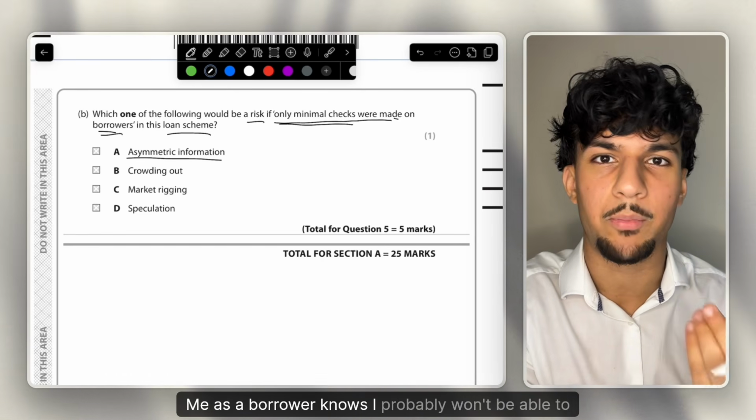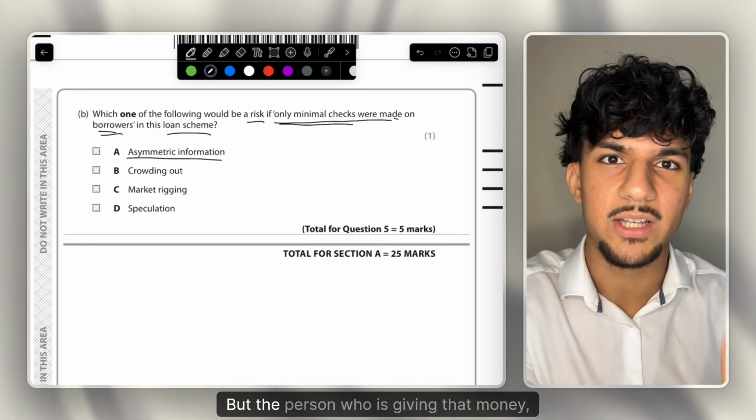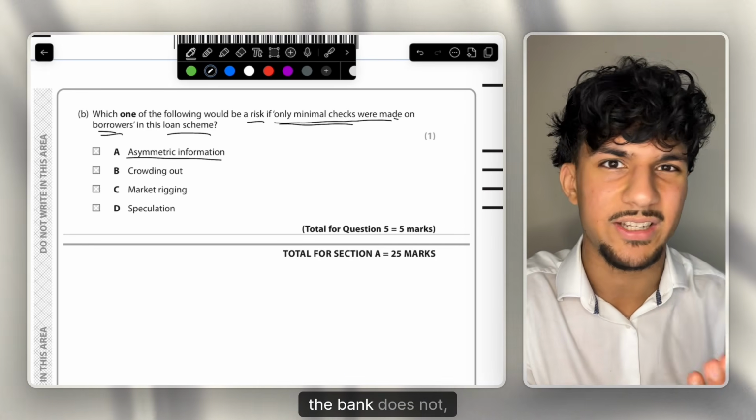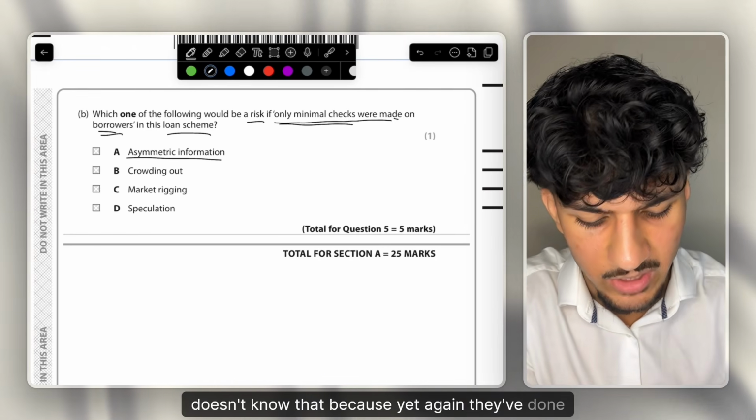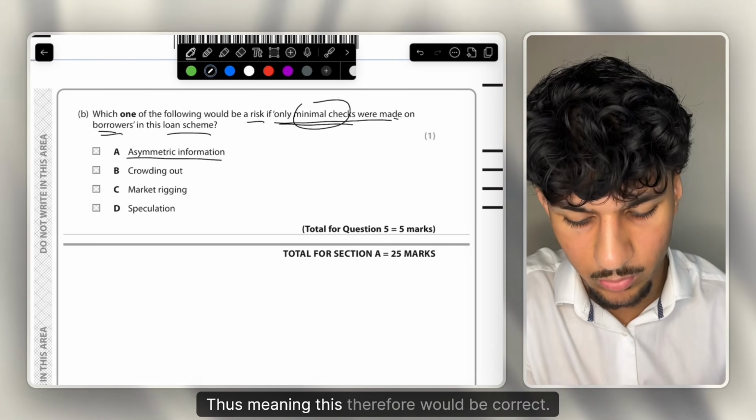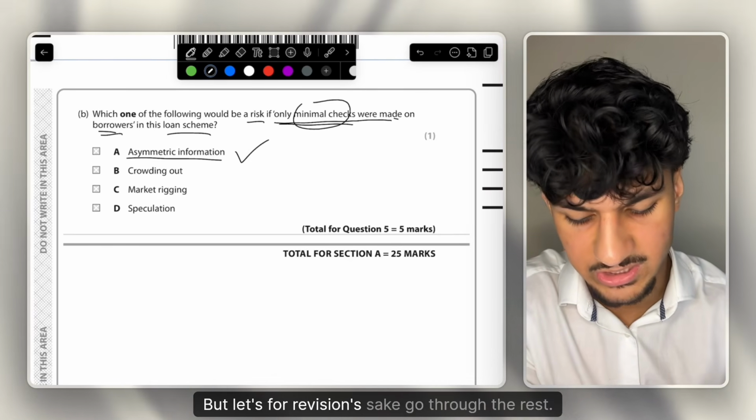Me as a borrower knows I probably won't be able to pay that back, but the person who is giving that money, the bank, doesn't know that, because yet again they've done minimal checks. Thus meaning this therefore would be correct. But let's, for revision's sake, go through the rest.